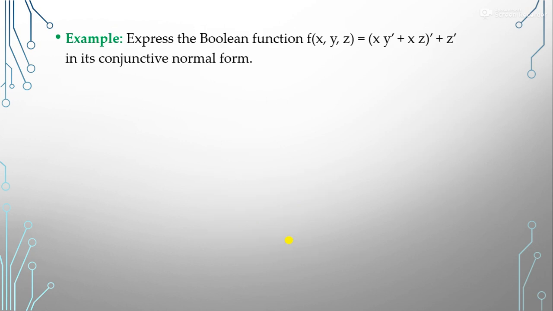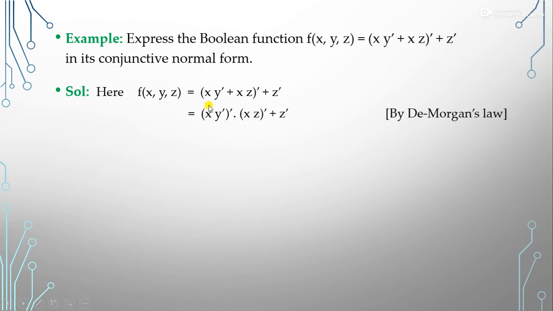Clear? Next, another example, suppose this type of function is given and we need to find the conjunctive normal form. So again we have the complement here. So we first use the De Morgan's law, and by the De Morgan's law it becomes x y dash y complement whole complement multiply x z complement. Again we have the complement of the variables. So we use again the De Morgan's law, and it becomes x complement plus y complement complement, x complement plus z complement plus z. Now complement.